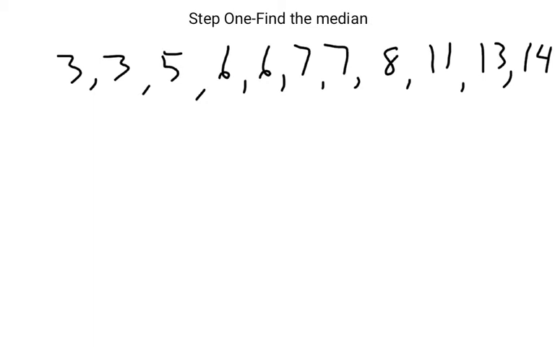There's 11 numbers, so there'll be a number right in the middle. It'll be the 6th number, so we count over to find the 6th number. 1, 2, 3, 4, 5, 6. The 6th number is 7 right here. So that's the first thing we have to remember. The median is 7. So don't want to forget that. Next step.